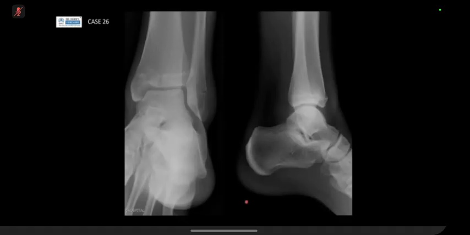So painful swollen ankle. There is some soft tissue swelling around the ankle joint. Any joint effusions? Oh, yes, there is some soft tissue swelling, could be a joint effusion. I would suggest an MRI for the evaluation.